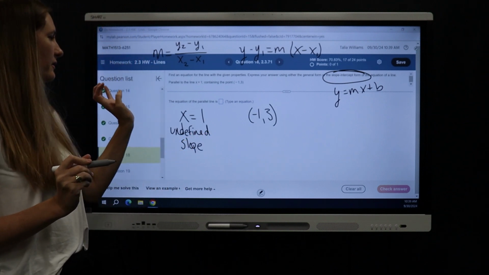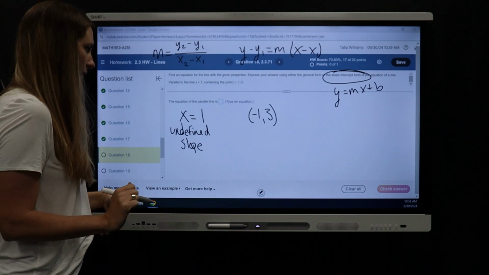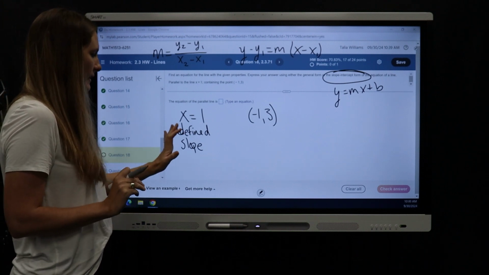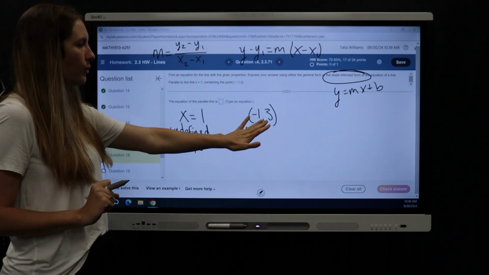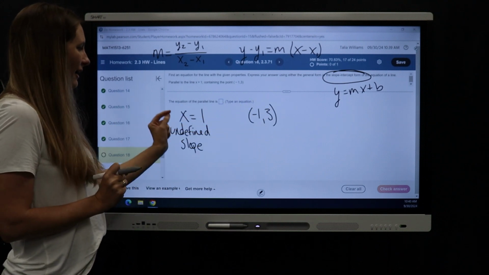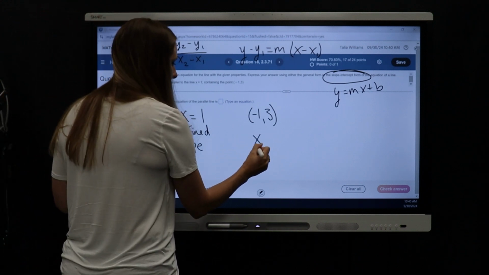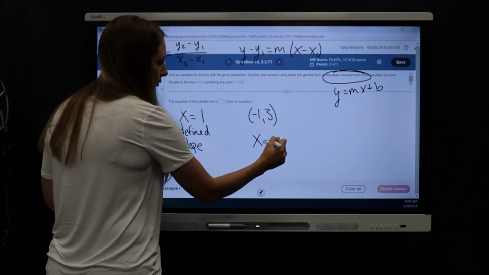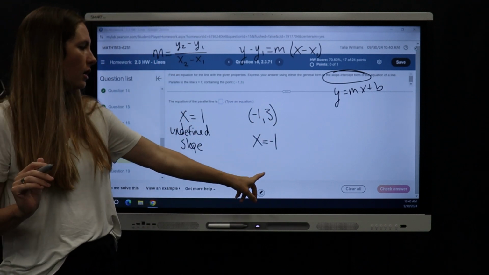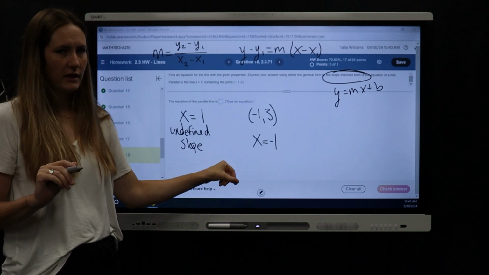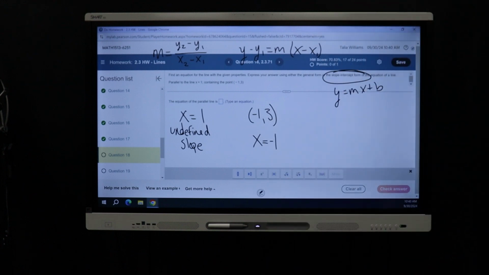I also need the line that's just like it that also has undefined slope. So the only way to have an undefined slope is to have x equals. So if I know it's going through this point, -1, 3, I also need another line that is x equals. So the only line that's going to satisfy it, that's going to go through this point, is going to be x equals -1, because that's the only way we're also going to have undefined slope. I hope that helps.